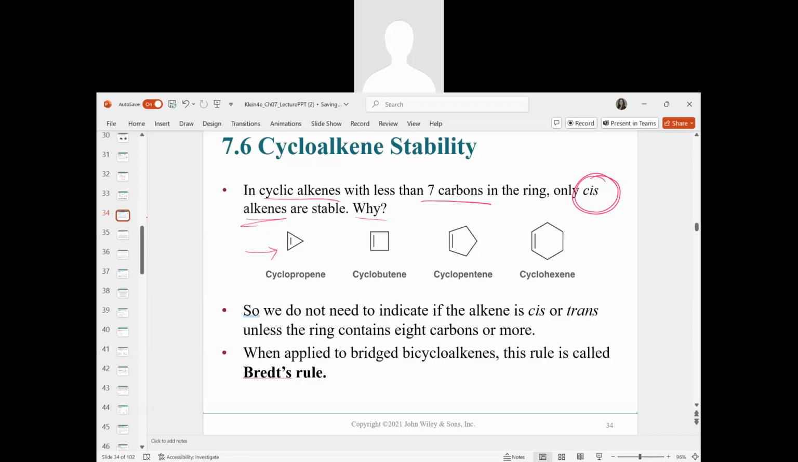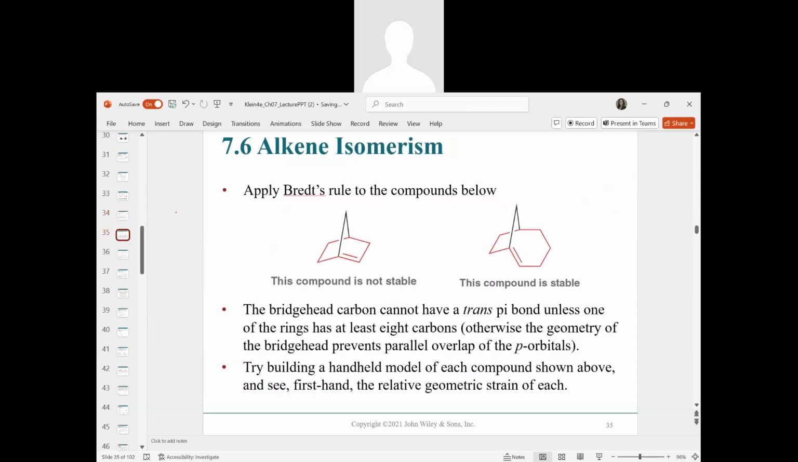And there's a specific rule that we say, Bredt's rule here, when we talk about bridged bicycloalkenes. So this specific rule, again, applies to bicyclic compounds, cyclic alkenes. And if we have a bridgehead here with a double bond, this compound is not very stable. If we have less than 8 carbons, we cannot have a bridgehead, definitely not with a trans pi bond here, right? Unless one of the rings has at least 8 carbons.